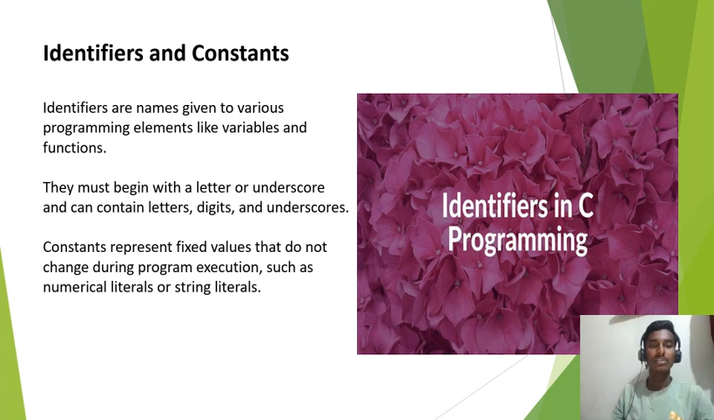Identifiers and constants. Identifiers are names given to various programming elements like variables and functions. They must begin with a letter or underscore and can contain letters, digits, and underscores. Constants represent fixed values that do not change during program execution, such as numerical literals or string literals.